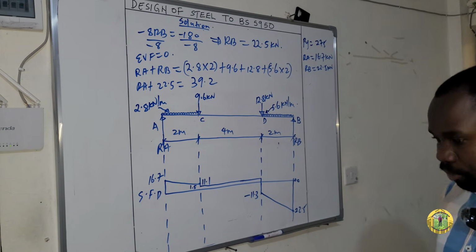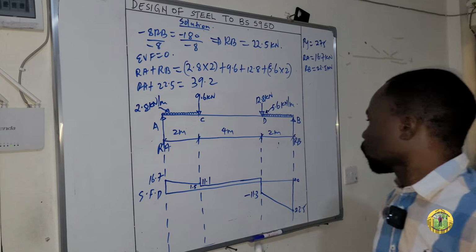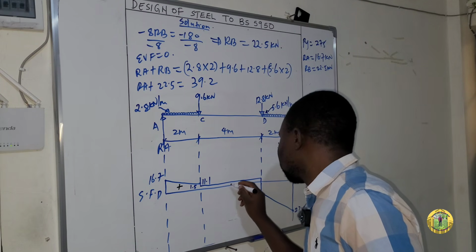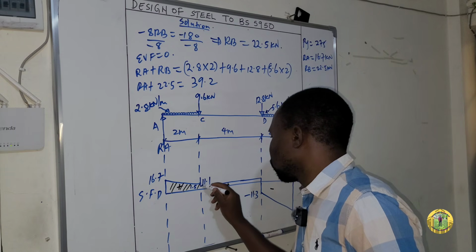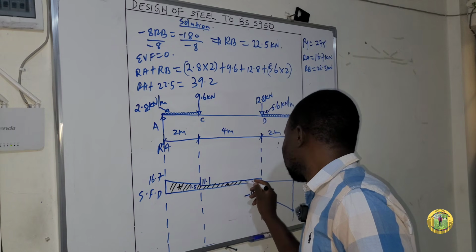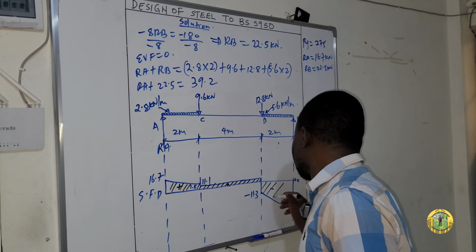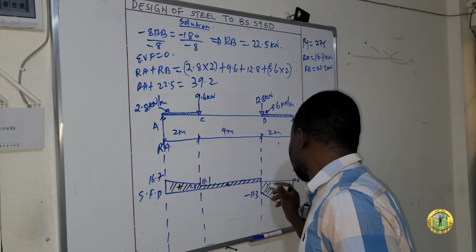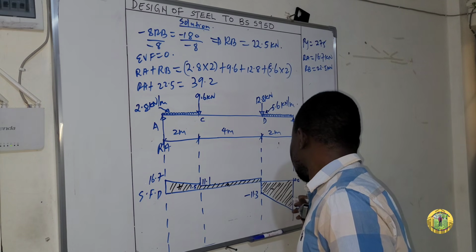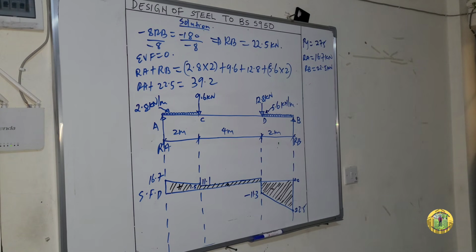As you can see, this one is positive shear force, then negative. And then you shade your respective areas, like that. So after having done so, what we need now to calculate is the maximum bending moment.